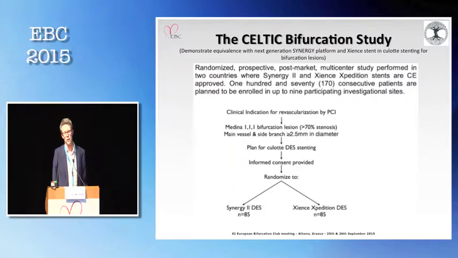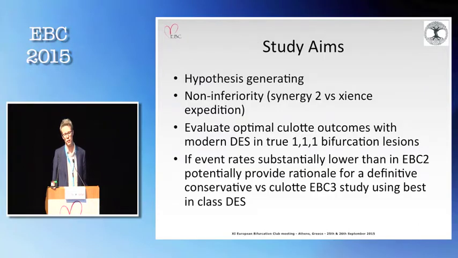So the study is 170 patients, 85 in each limb, 1-to-1 randomization, true 1-1-1. As I said, if the event rate is substantially lower, and we don't know, of course, but if it is substantially lower in the complex group in this study, potentially it could open up, again, the possibility of a definitive conservative versus Culotte study properly powered for clinical endpoints.